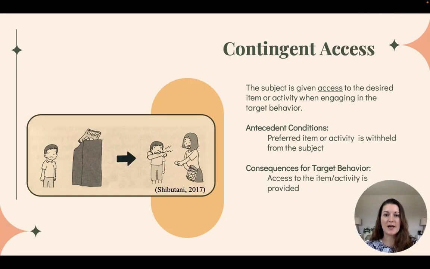When the condition is access, the subject is given access to a desired item or activity when they are engaging in the target behavior. Therefore, an antecedent condition would be that the preferred item or activity is withheld from the subject, and therefore they will gain access to the item or activity as a consequence to target behavior occurring.